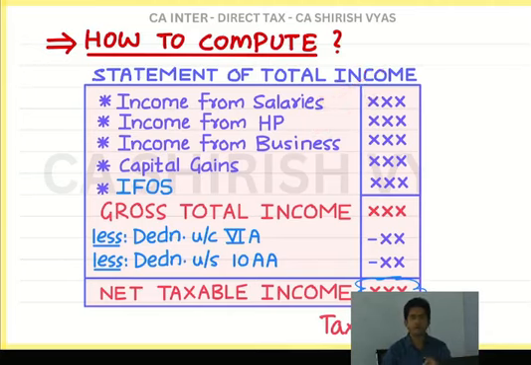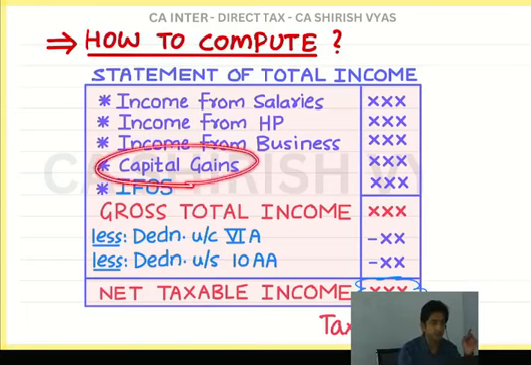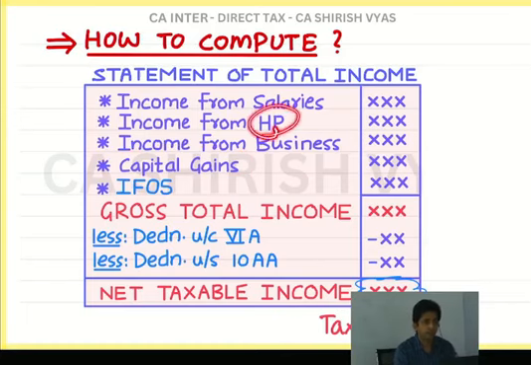House property income is rental income. For example, I have got so many properties and I give the property on rent. That rental income is income from house property. See, I am not selling the house. If I sell the house, there is something else called capital gains, which I will come to. But right now when I am saying house property, I am talking about rental income.